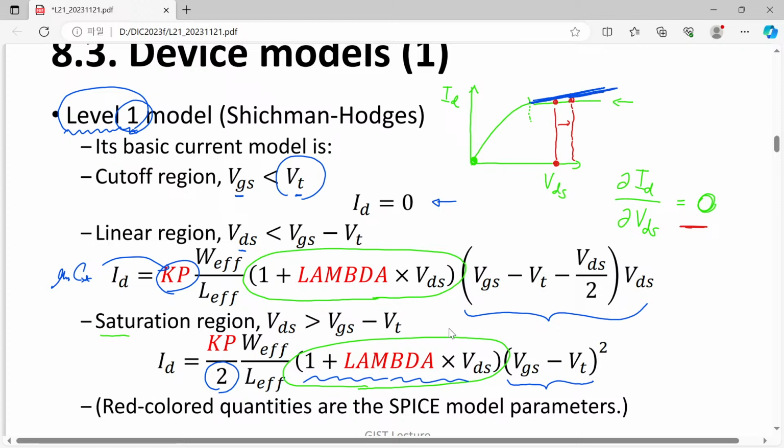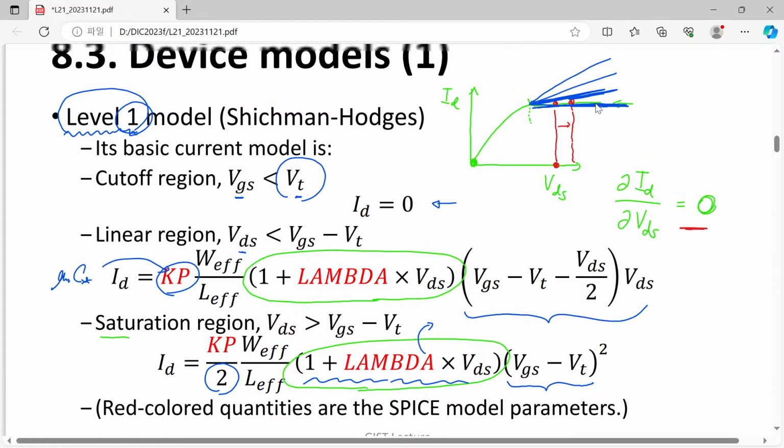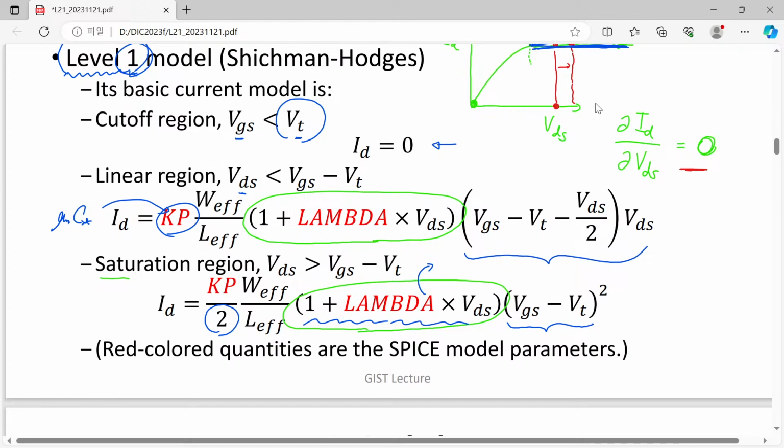If we have a large lambda value, then we will have steeper behavior, and if we have lambda quite close to 0, then we will just converge back to our previous perfectly long channel ideal characteristics. So this lambda just describes the output resistance of our transistor.